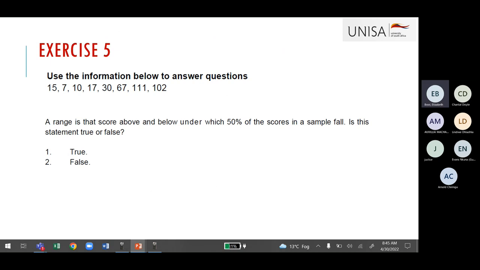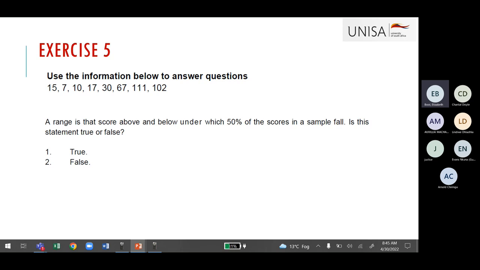Use the following information below to answer the question. So we are given the data, and the question is: a range is that score above or below which 50% of the scores fall. Is this true or false?